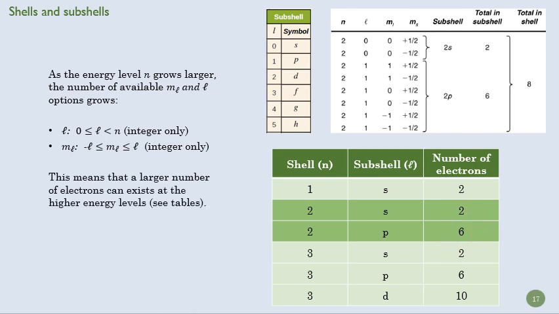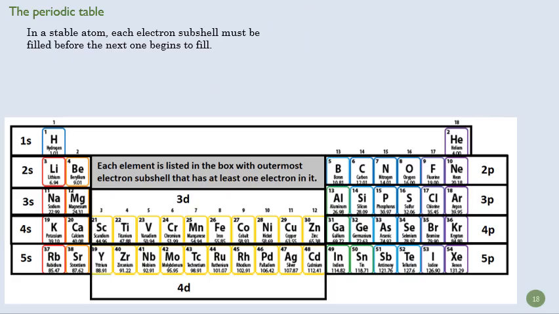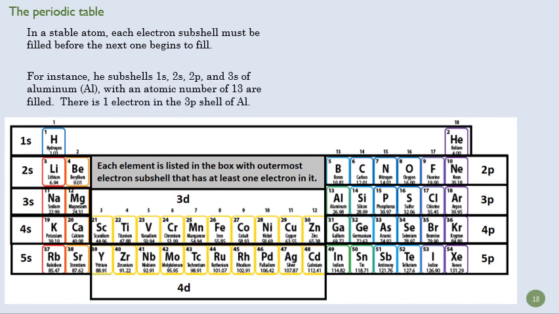All right, so a larger number of electrons exist at the higher energy levels, as we just figured out there. What does that mean when we start looking at actual elements? First of all, when we talk about these elements, we're talking about a stable atom. That is when each of the electrons is at the lowest possible energy level.